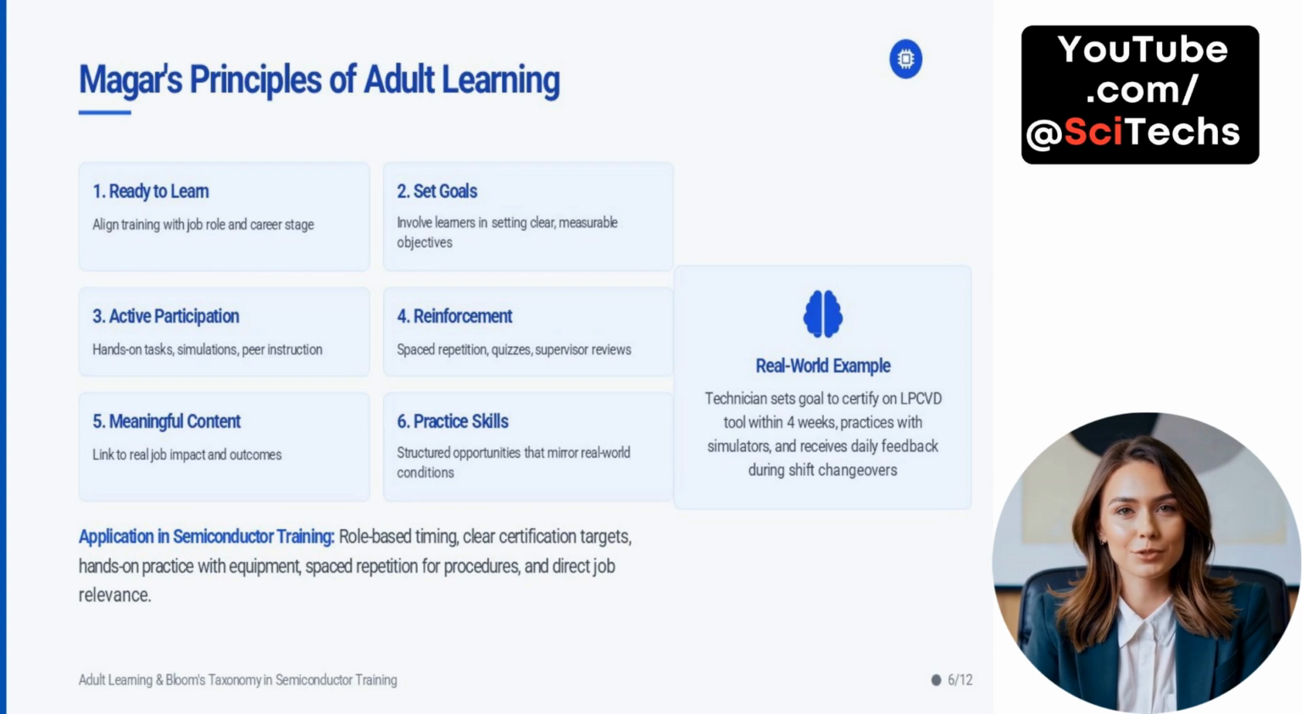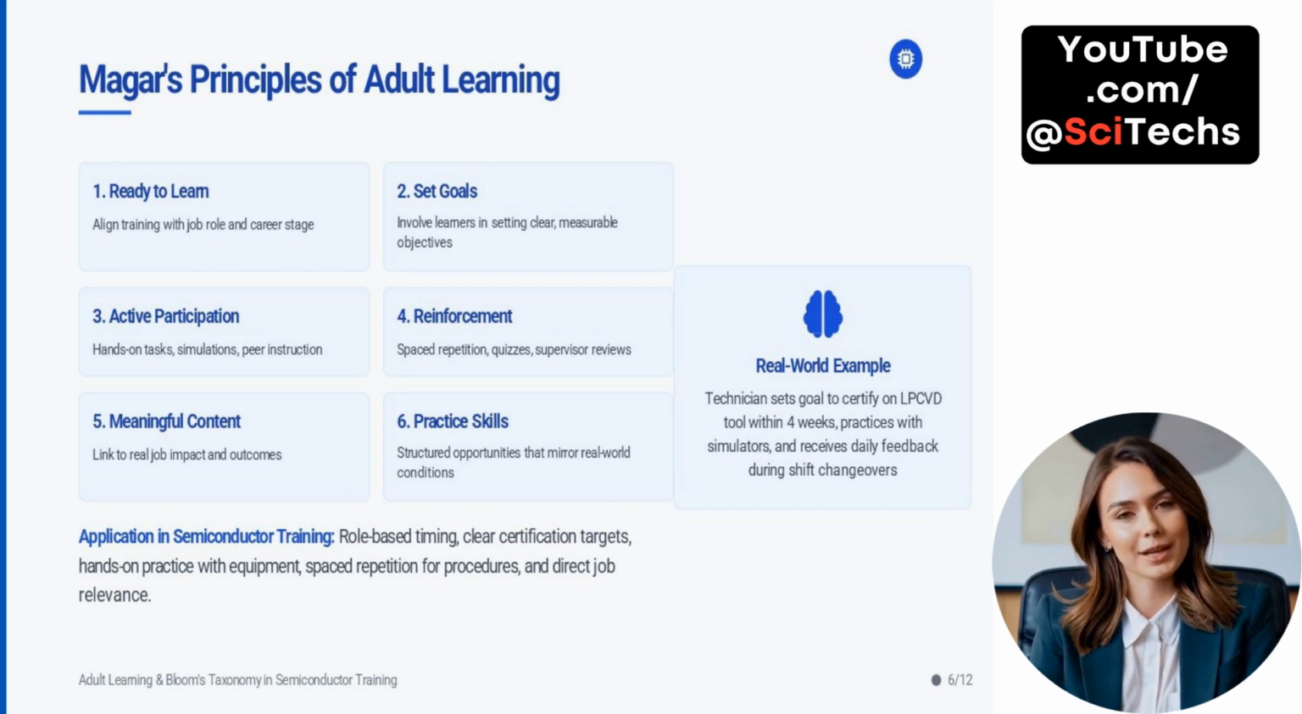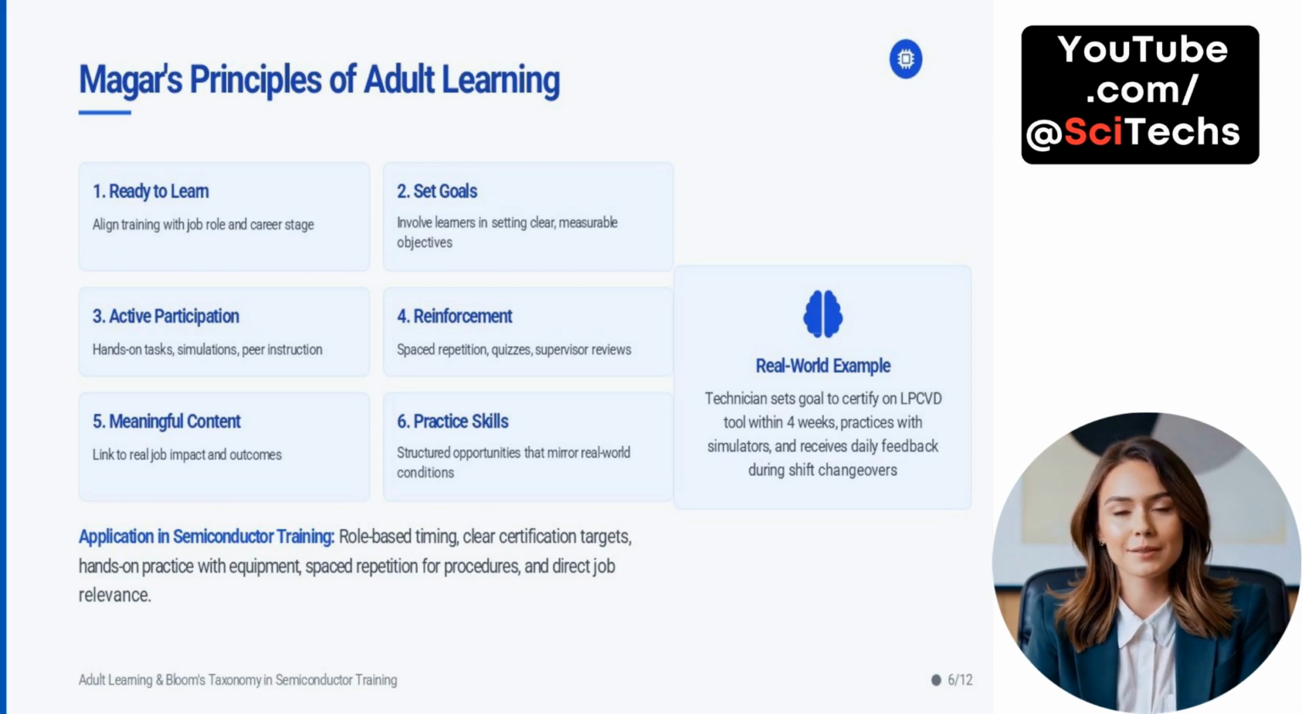Magar's Principles of Adult Learning. Magar's 6 principles provide a practical playbook for hands-on adult education. First, ready to learn means content should match each learner's job role and career phase. A technician new to LPCVD should receive entry-level simulator exposure, not advanced recipe design. Second, learners must set goals. Training should allow them to co-create objectives, such as earning tool certification within 30 days.